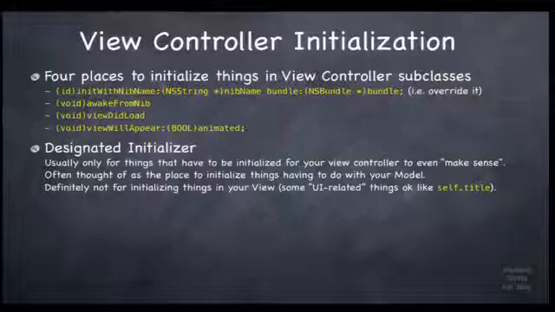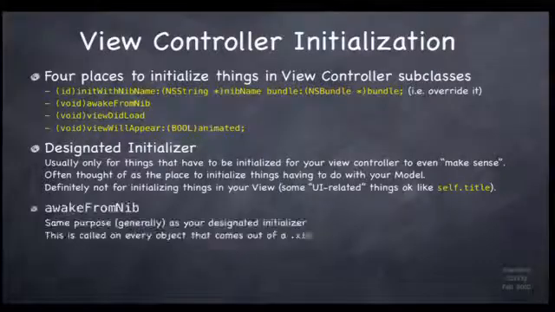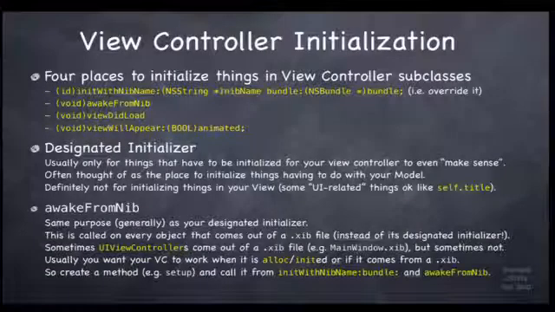But there are some UI-related things, like the title of your view controller, which might appear in certain places in the UI. We'll see that later today. That you might want to initialize in your designated initializer, possibly. Okay, so now what about awake from nib? Awake from nib, the same things go in awake from nib that go in your designated initializer. Right, so what is awake from nib? Awake from nib is a method that's called on every object that comes out of an interface builder file instead of its initializer.